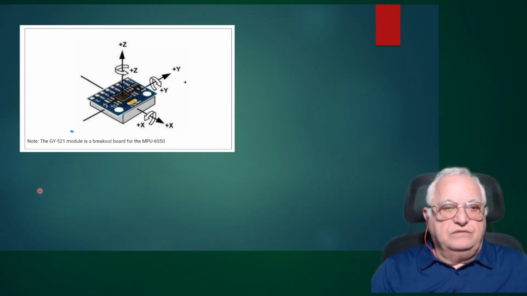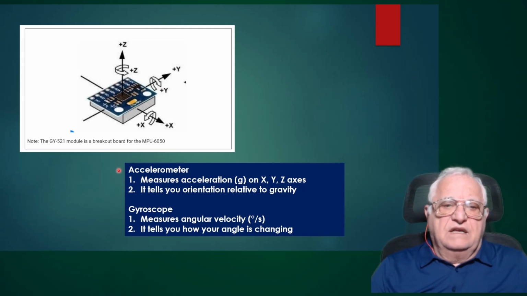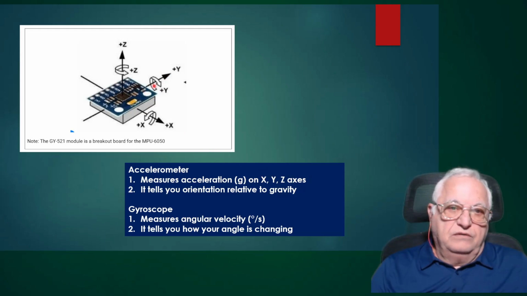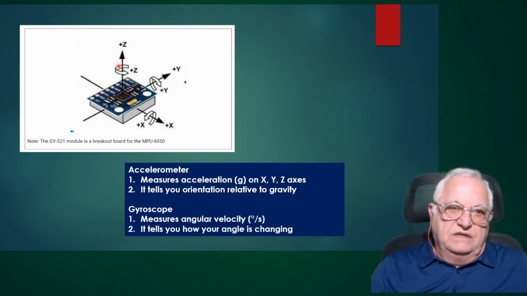So let's start with the description. So I'm going to be using, as I noted, the MPU 6050. The MPU has an accelerometer and a gyroscope. The accelerometer measures acceleration in terms of G's on the X, Y, and Z axis. So we're going to be able to measure acceleration on the X, Y, and Z axis. Now the gyroscope is going to measure angular velocity. It tells you the rate of change of the angle. So basically it's going to provide the angular velocity here.